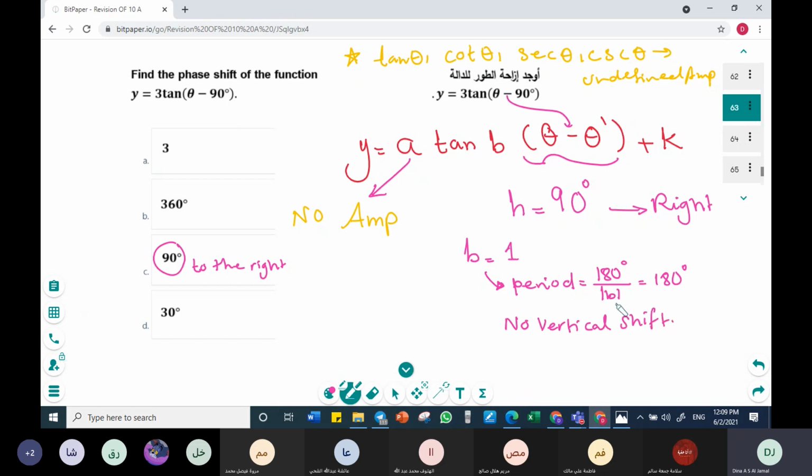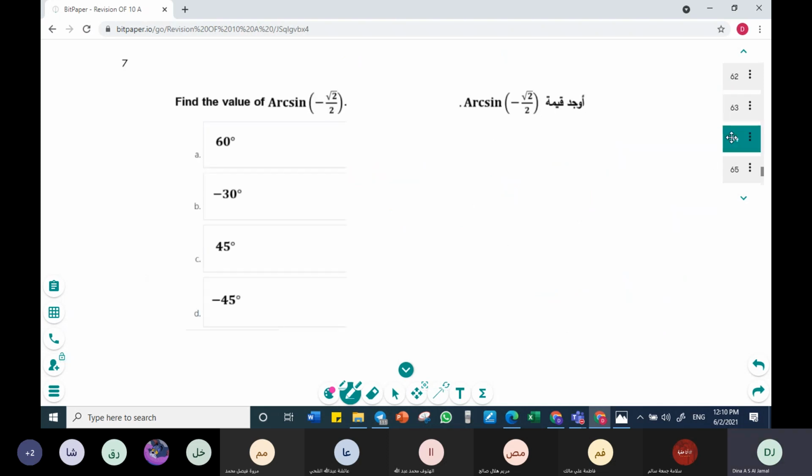So pay attention please to this. If in the formula you are having negative, that means your phase shift is positive. If it is positive, then it is the opposite, the negative. Now, let's go to the other question.